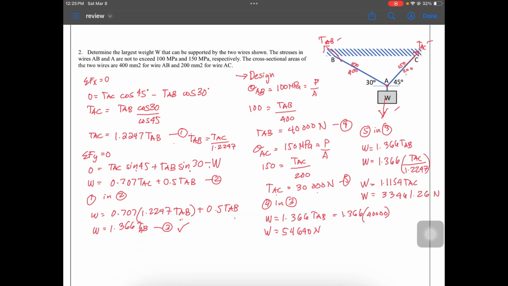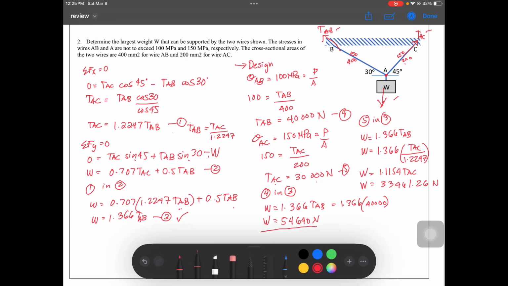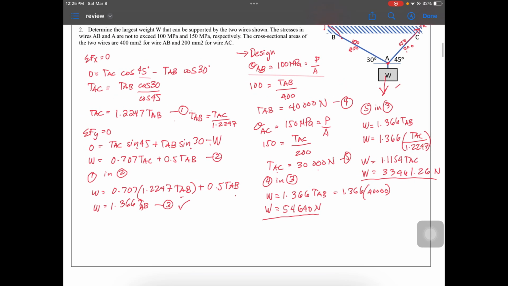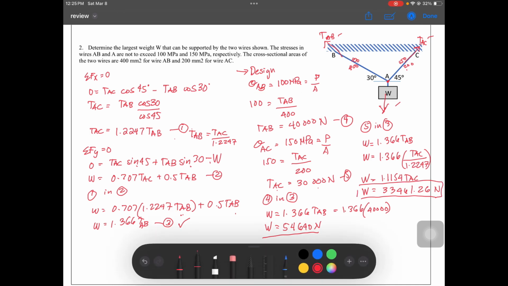So, may dalawa tayong nakuha na weight. Mas malaki yung isa. Kapag ginamit natin ang mag-govern ay si TAB. At ang mas maliit na weight ay kapag gagamitin natin si TAC. So, ibig sabihin, hindi kaya ni TAC, no? Ang mas mabigat na load. So, ang mag-govern yan, ang magiging weight na gagamitin is 33,461. So, kung ito yung weight, ano mga corresponding value ng TAC at ng TAB?